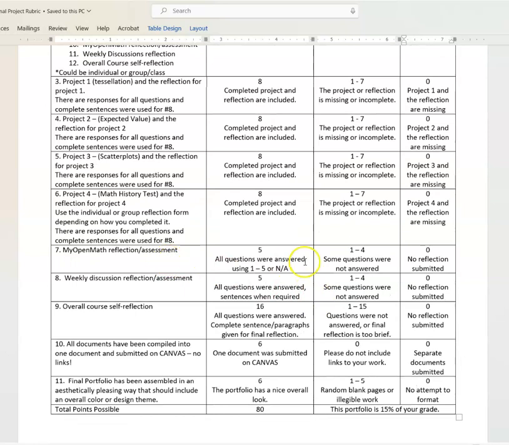So those are 8 points for the project and the reflection for each of those. Your My Open Math reflection is just some numbers. Remember 1 through 5, there's 5 points for that. Weekly discussion reflection is 5 points. Overall course reflection is 16. That's pretty big. And then there's 12 more points in here.